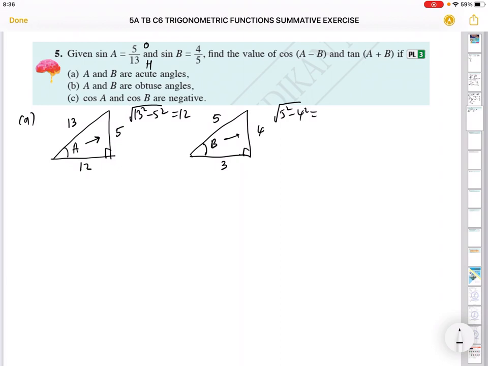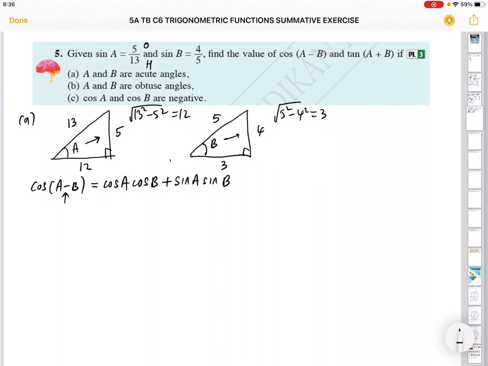Okay, so the first thing is you need to know the formula for cos(A minus B), right? Now, cos(A minus B) is given by cos A cos B plus sine A sine B. Yeah, I hope you know this. Cos cos, sine sine. If this is a minus, this is a plus.